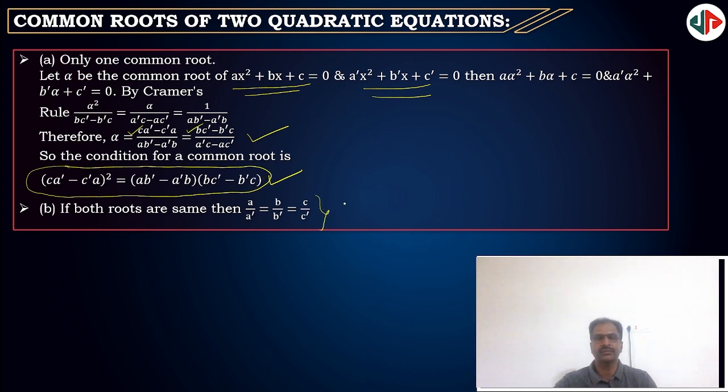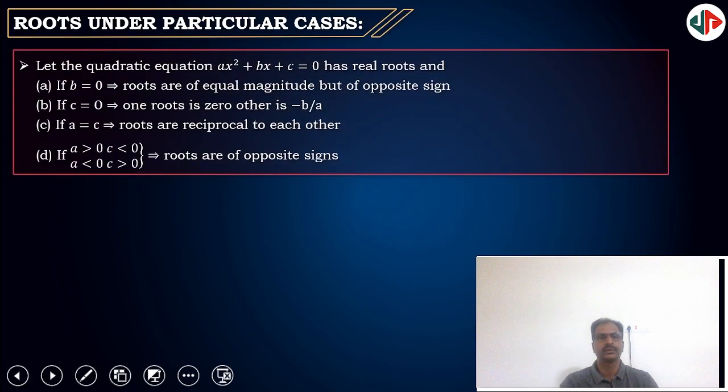Now, this is the condition for both roots to be common. That is a by a dash is equal to b by b dash is equal to c by c dash is a condition for two roots to be common. Roots under particular cases.